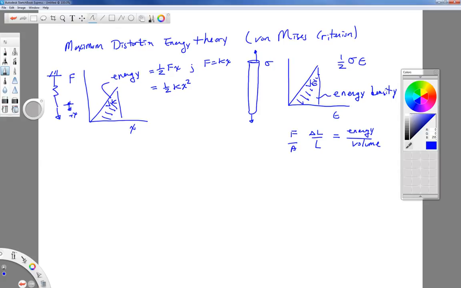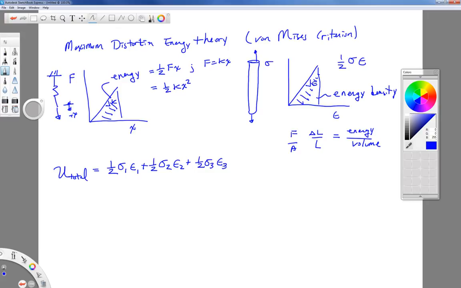All right, well, in a multi-axial stress state, the total energy density, which we're going to use the symbol U for, is the sum of the principal stress-strain energy densities. And the subscripts 1, 2, and 3 represent the principal stresses and the principal strains.